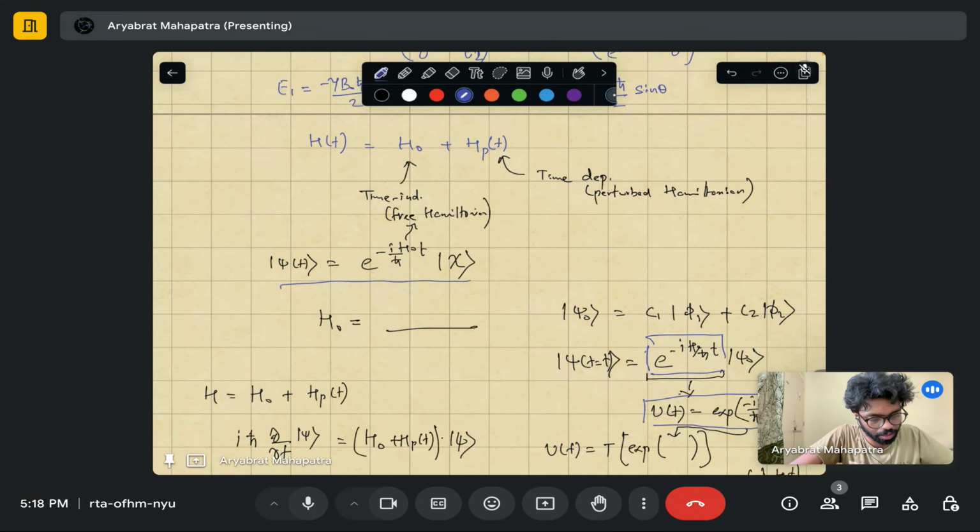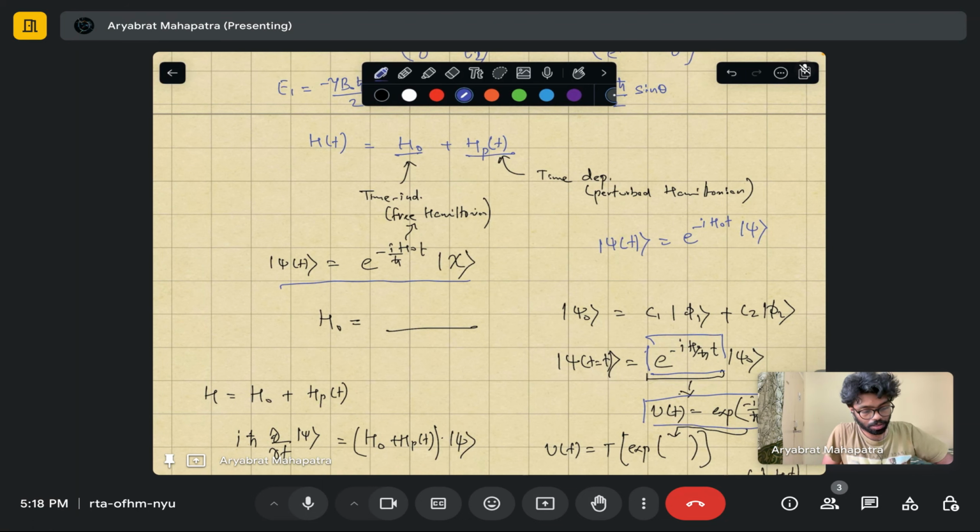What we do is simply write psi of t equals exponential of minus i H naught t times psi. That is what we write, because H naught is the time independent Hamiltonian. That is the full Hamiltonian when you are dealing with a time independent Hamiltonian. But when you have a time dependent one, we separate this Hamiltonian into a time independent part and a time dependent part. The time dependent part we call the perturbation.